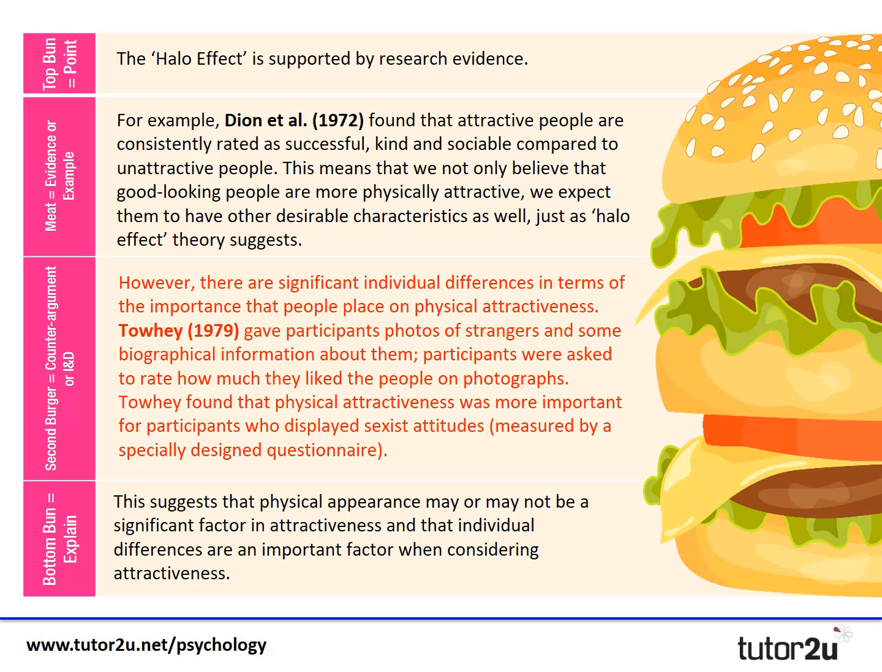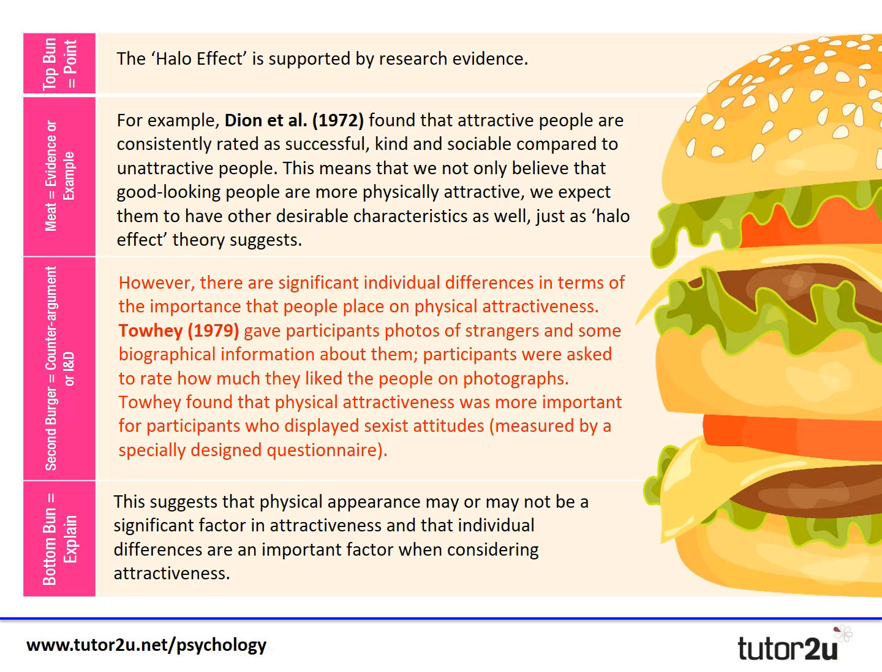So I've said the halo effect is supported by research evidence. For example, Dion found that attractive people are consistently rated as successful, kind and sociable compared to unattractive people. This means that we do not only perceive good-looking people as more physically attractive, we expect them to have other desirable characteristics as well, just as the halo theory suggests.